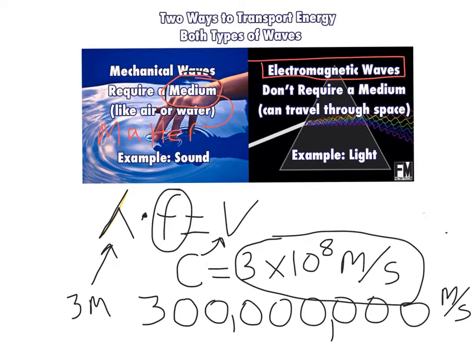We're going to be solving some problems where we substitute c in for the velocity. And I want you to know the difference between mechanical waves and electromagnetic waves, and what a medium is. A medium is basically just matter. And we'll move from there, and we'll start to understand how this relates to the external engine of the Earth.